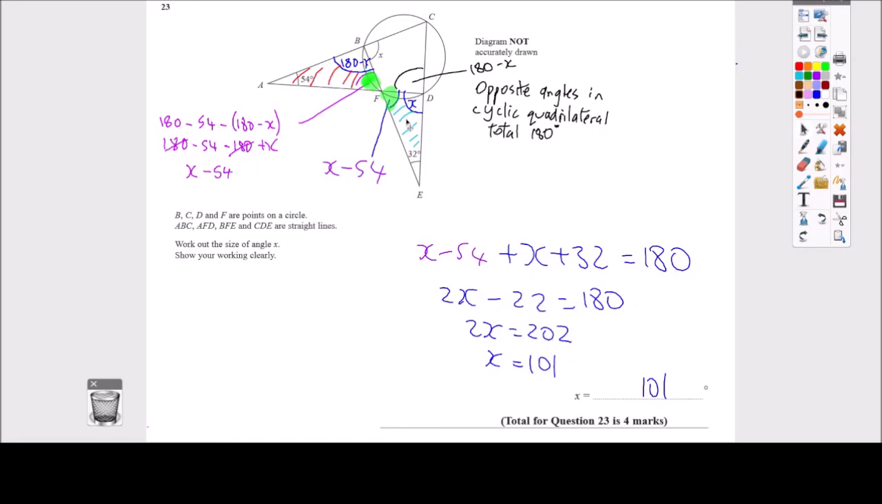So we now know all the angles in triangle FDE in terms of X. So we can say this angle, X minus 54, plus this angle X, plus this 32 have to add up to 180. That's the angles in the light blue triangle adding up to 180. So simplifying the left-hand side, X plus X is 2X, minus 54 plus 32 is minus 22. Add 22 to both sides, divide by 2, I get X equaling 101 degrees.